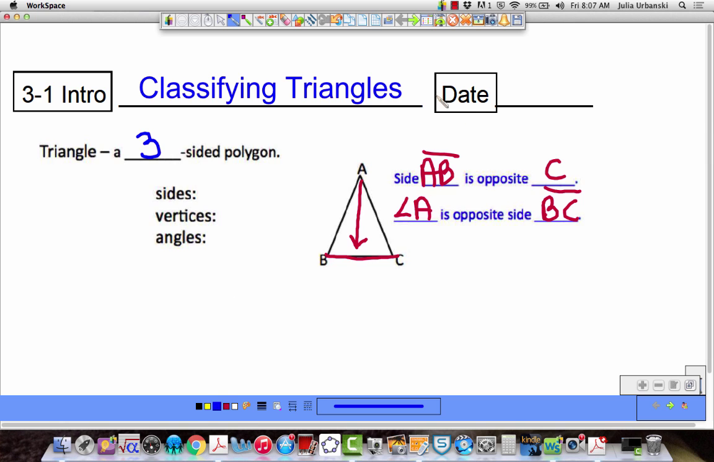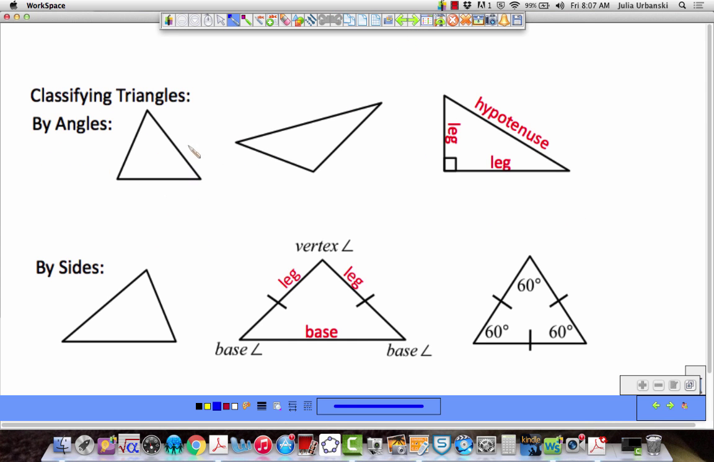All right, hopefully the rest of this is review for you. Is anyone still writing? Hopefully this is review for you that if you have all acute angles, that is an acute triangle. 3 acute angles.